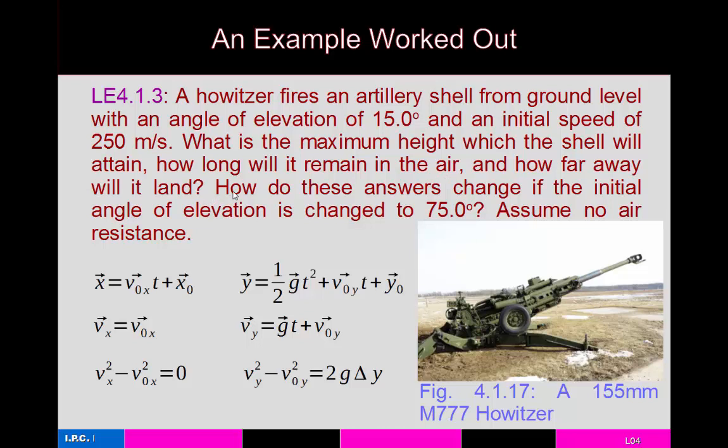And the other part to this question is what happens if the initial angle of elevation is changed from 15 degrees to 75 degrees. So we have to assume no air resistance. In other words, as soon as it leaves the barrel, the shell is in free fall. And this right here is a howitzer.